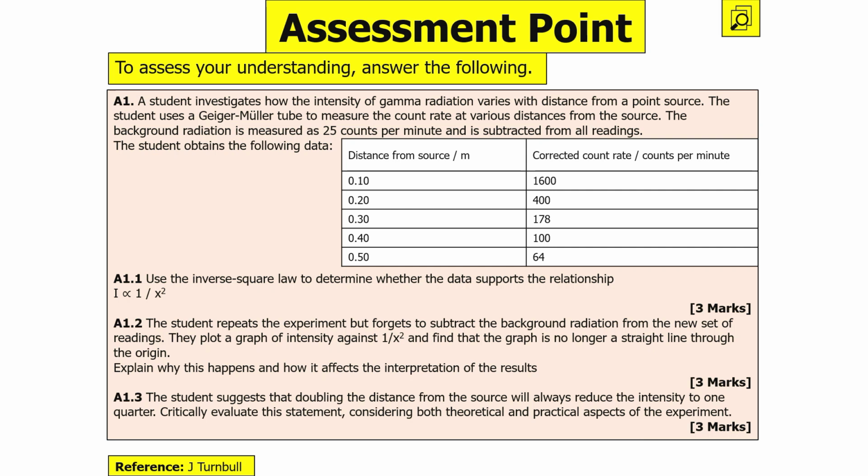The student repeats the experiment but forgets to subtract the background radiation from the new set of readings. They plot a graph of intensity against 1 over x squared and find the graph is no longer a straight line through the origin. Explain why this happens and how this affects the interpretation of the results. The student suggests that doubling the distance from the source will always reduce the intensity to 1/4. Critically evaluate this statement, considering both the theoretical and practical applications of the experiment.